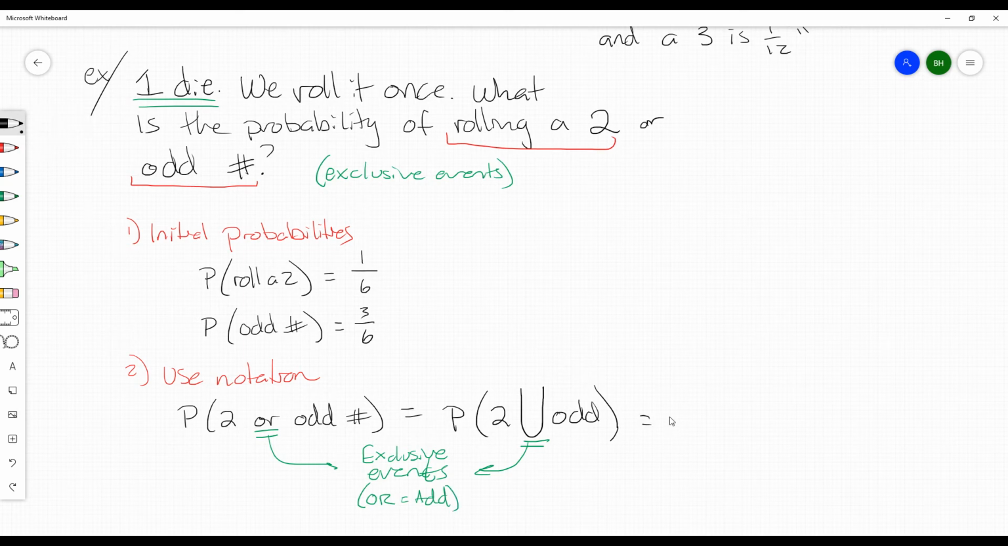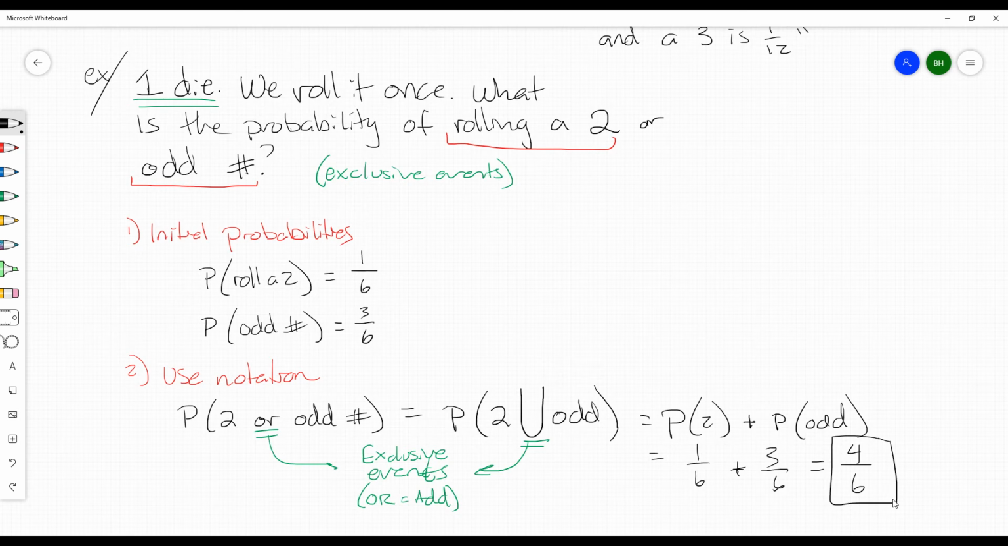So we would continue here. We get the probability of a 2 or the probability of an odd number. So you get 1 out of 6 plus 3 out of 6, which makes 4 out of 6.